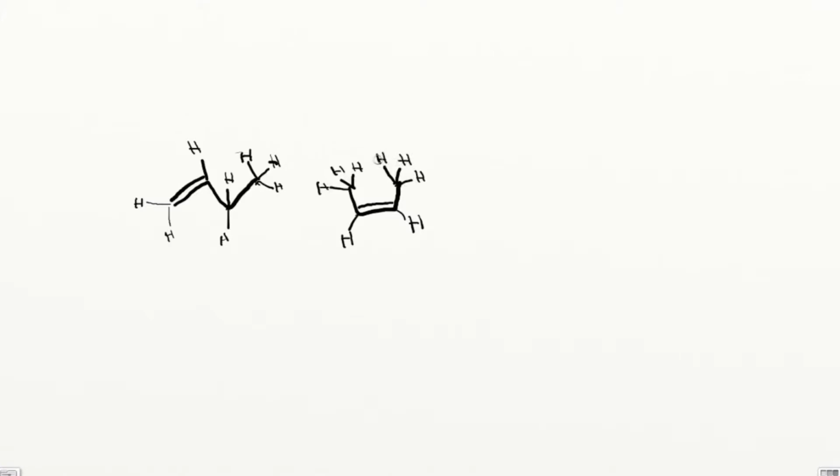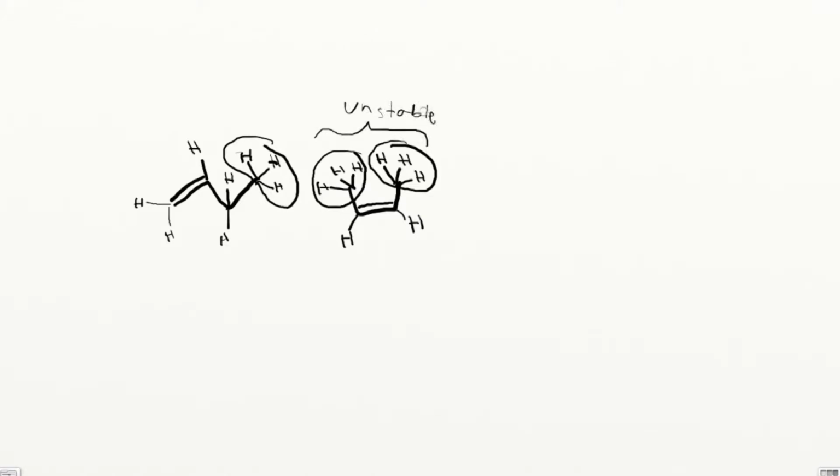Okay, now comparing these two molecules, let's look at where the bulky groups are. This is a bulky group. Okay, there's three hydrogens there. Over here, we've got one bulky group here and one bulky group here. Okay, so if you look at it, this molecule has two bulky groups competing for space. So that would lead you to think this molecule is unstable compared to the one on the left.